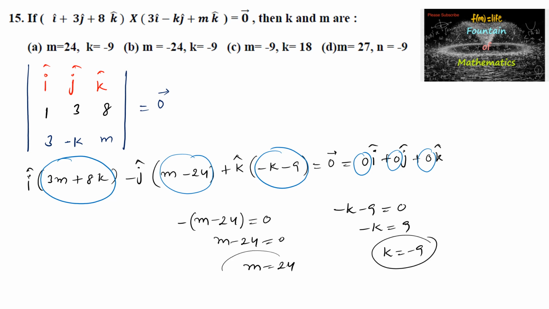And let us also verify the first one, 3 times m plus 8 times -9, that is 72 - 72, which gives 0. It is satisfying. So we can confirm that the value of m is 24 and the value of k is -9, which is option A.